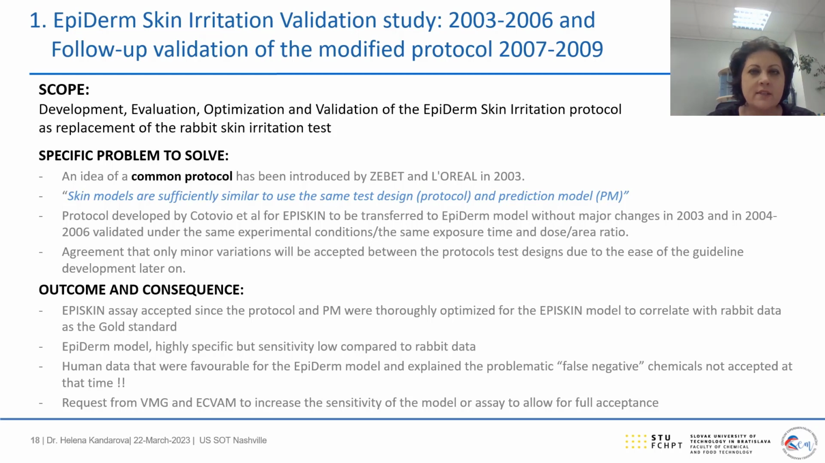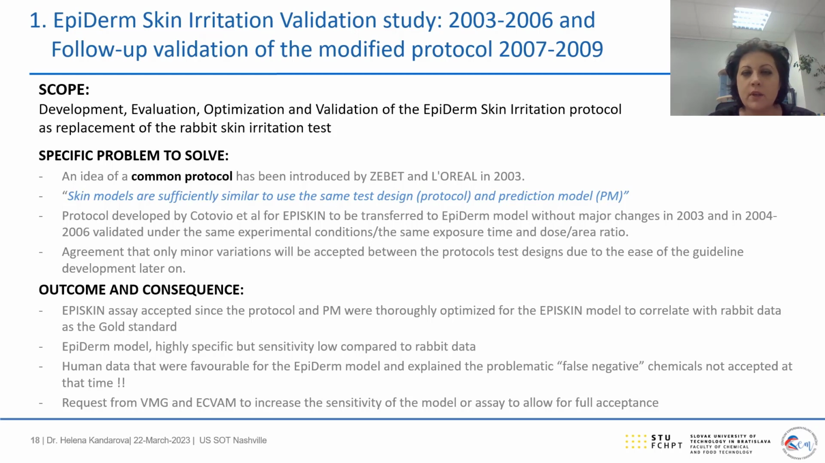The aim of that study was basically to develop a protocol that would distinguish between irritating and non-irritating materials. And there was some specific idea implemented into that validation study: the idea that if the reconstructed human tissue models are reconstructed well, if they are similar, they should also be able to use the same protocol design and the same prediction model. That was a very nice idea, and initially it seemed that it would work quite well.